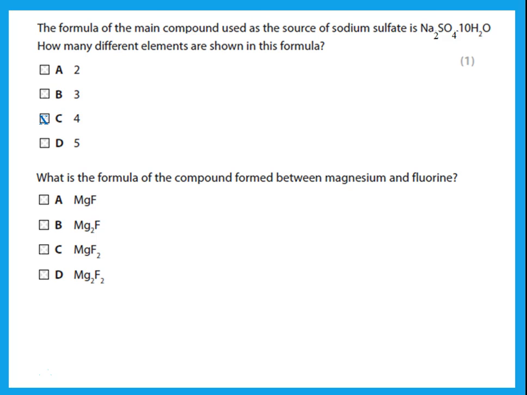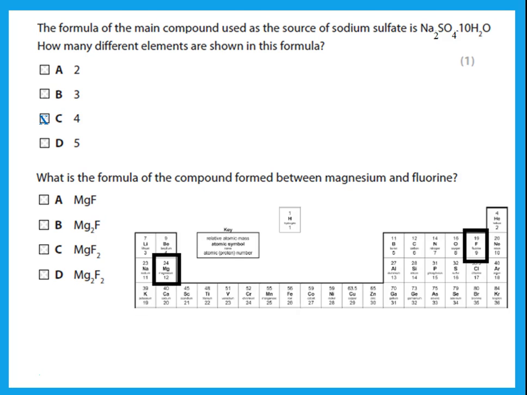Now what is the formula of the compound formed between magnesium and fluorine? You look at your periodic table. Where is magnesium and where is fluorine? Magnesium is in group 2. That means it has 2 electrons in its outermost shell, and that means that its valency is 2. Fluorine, you'll find it in group 7. Group 7 means it has 7 electrons in its outermost shell. It needs 1 more to have a full outer shell, so the valency of fluorine is 1.